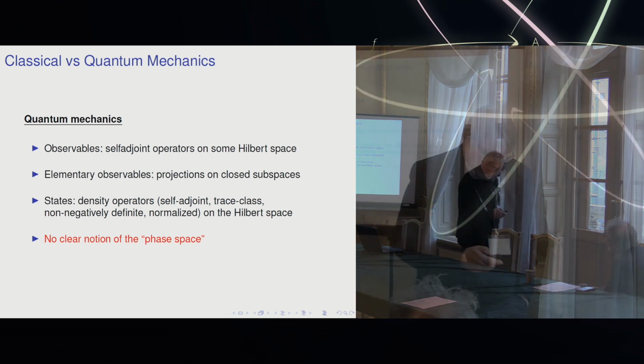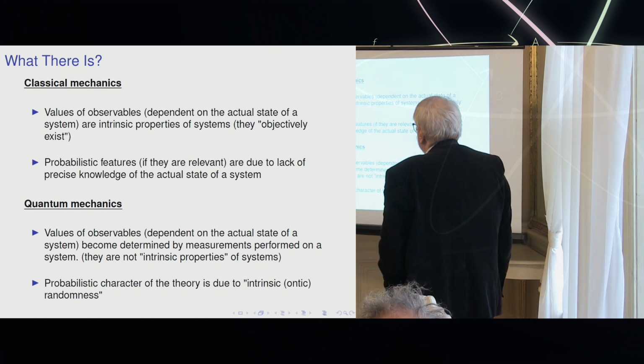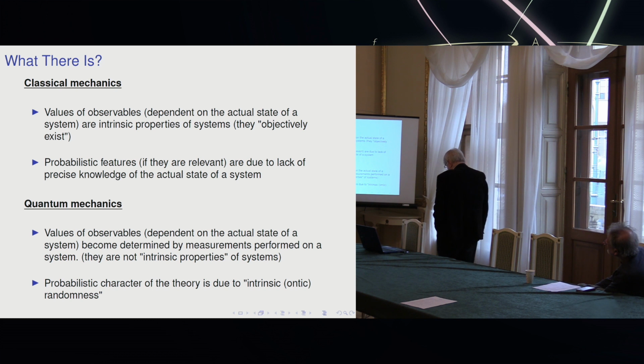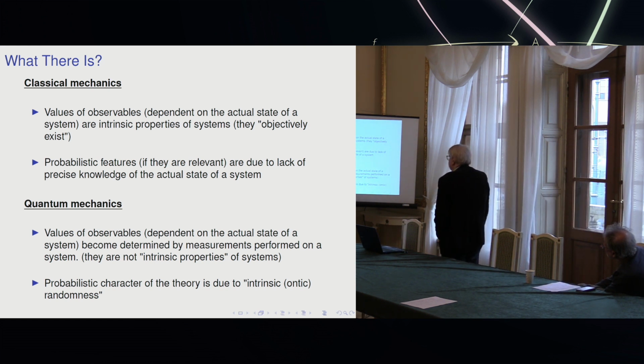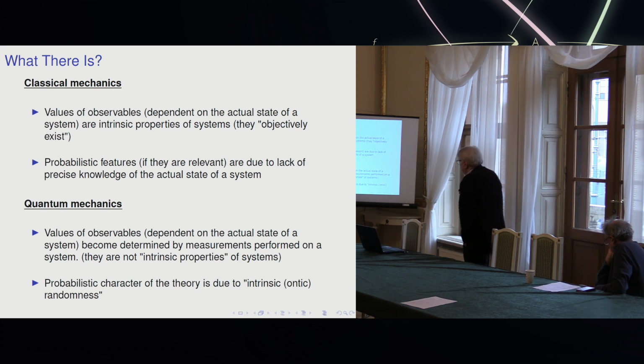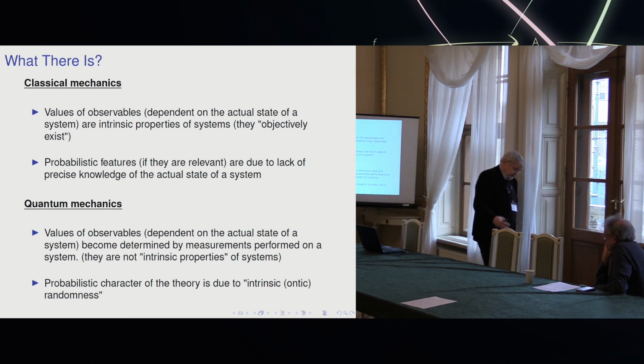So, okay, to maybe not summarize, but to somehow highlight some differences and some similarities between these two theories, we can ask, so what is there? Okay, so what are the ontologies of both these theories? So in classical mechanics, what is most important is that values of observables are dependent on the actual state of a system, and in a sense are intrinsic properties of systems. They objectively exist. Okay? They're completely independent of whether we measure them or not.